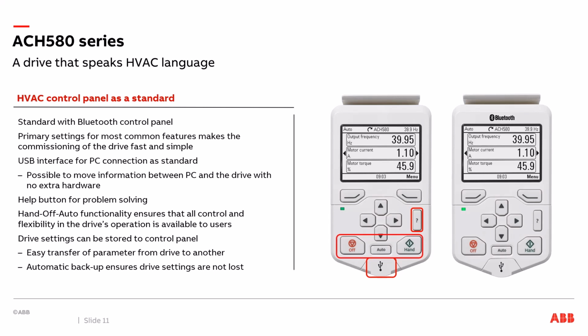The other part about that is it's an automatic backup of those parameters. With some of the older drives, like the ACH550, you had to manually do that backup. With the 580, if you don't do the manual backup, after an hour it will do a backup all on its own. So a really cool feature. The control panel in the ACH580 is absolutely top notch and makes this drive easy to use.